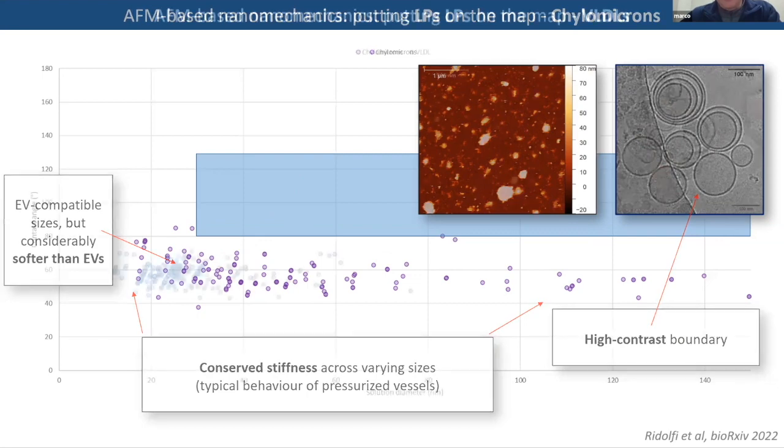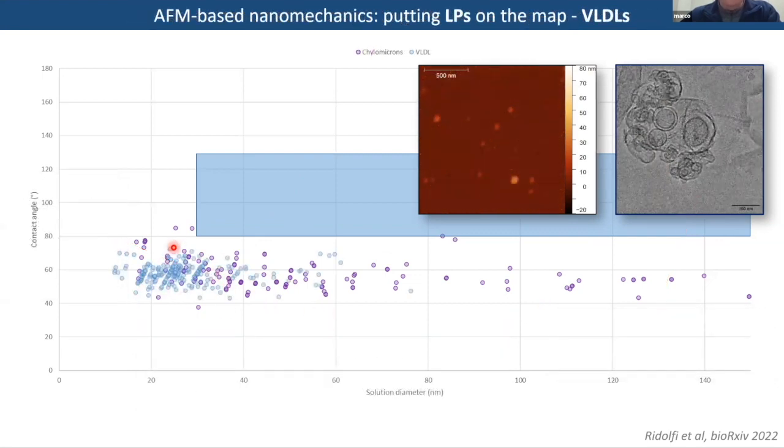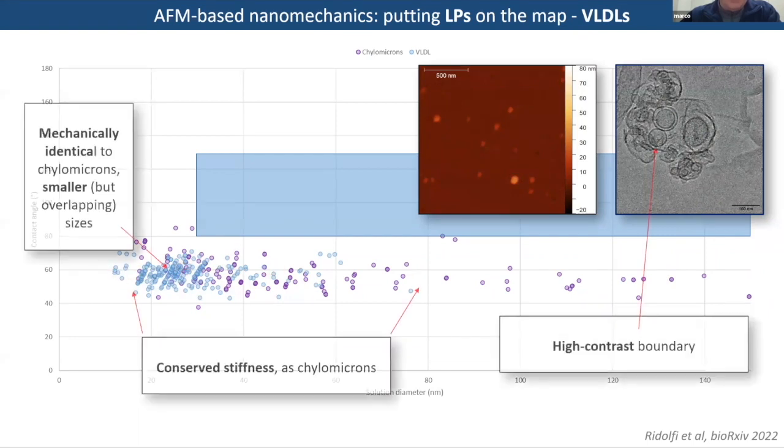The next LP sample was very low density lipoproteins, which mechanically behave in the same way as chylomicrons. They have the same stiffness. They also have a horizontal cluster corresponding to the mechanics of intact pressurized vessels. They have overlapping size distributions, at least in our commercial samples, with chylomicrons. And they also show a puzzling high contrast boundary at the cryo-EM.